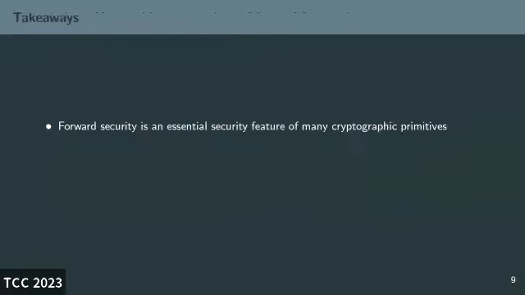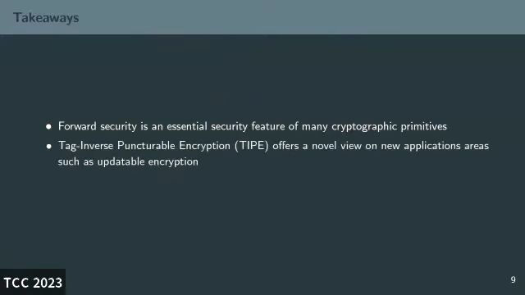Okay, so let me summarize. Forward security is an essential security feature for many cryptographic primitives. And this work looks into forward security for updatable encryption and therefore introduces tag inverse punctuable encryption. And yeah, this is quite a versatile cryptographic primitive. And an interesting direction to look into is whether this can be used for other applications than updatable encryption. Thank you.